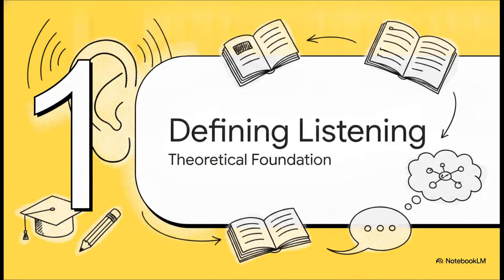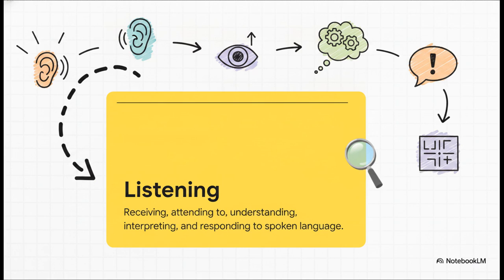Let's get right into Section 1, defining the listening skill, laying the theoretical foundation. Okay, so listening is way more than just hearing sounds bouncing around a room. It's actually a highly active, multi-step cognitive process. When you write out your definition, you absolutely must emphasize these 5 specific sequential verbs: receiving, attending to, understanding, interpreting, and responding.